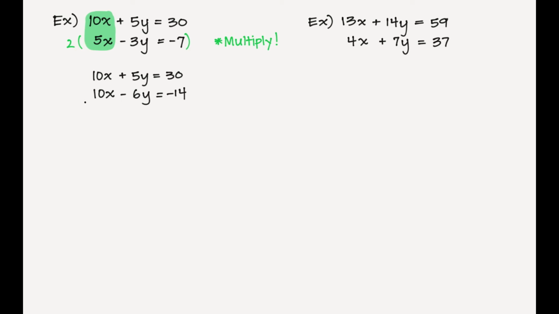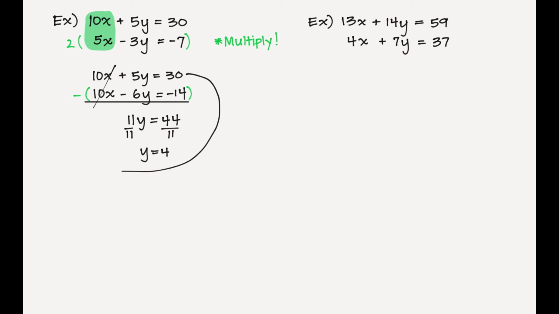And I'm going to have to subtract the bottom row. So 10x minus 10x is nothing. 5y minus 6y is negative 11y. And 30 minus negative 14 is positive 44. Now I can divide both sides by 11, and I find that y is equal to 4.